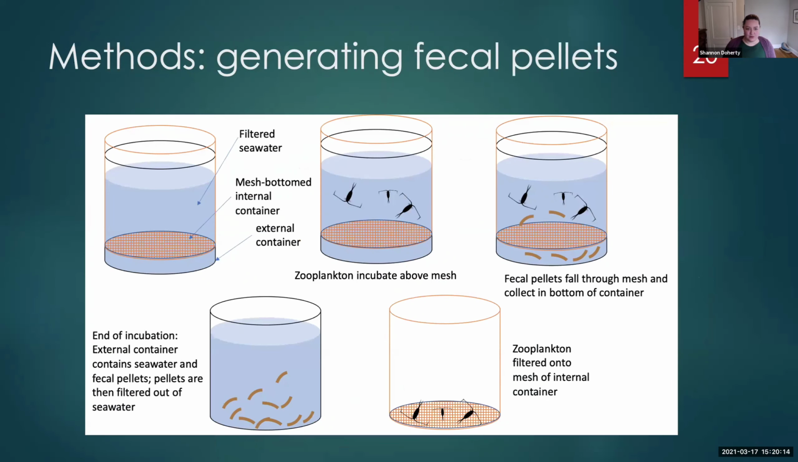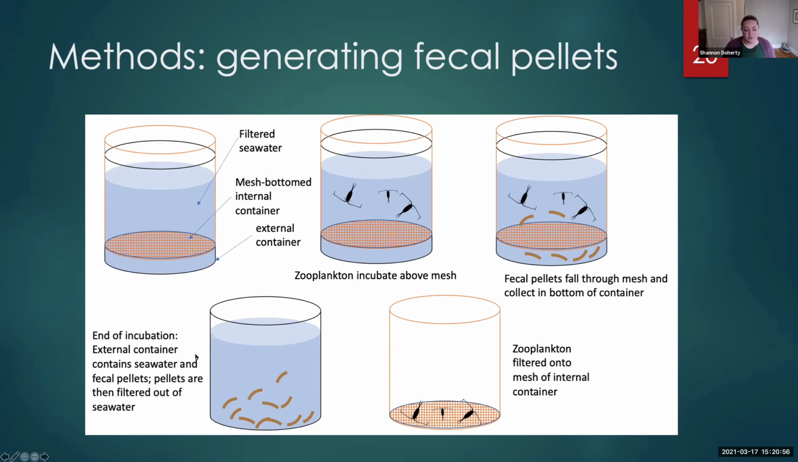And just to go through how we get fecal pellets from live zooplankton, we do have to incubate them using specially designed containers for this. So each container will have an interior container, that's this kind of orange one, that will have a mesh bottom. And then we'll have an exterior container that's intact. We'll fill this with filtered seawater. We'll incubate the zooplankton above the mesh and let them do their thing. And the fecal pellets will fall through the mesh and collect in the bottom of the container. And we pick a mesh specifically such that it's smaller than the zooplankton biomass, but larger than what we would expect the fecal pellet diameter to be.